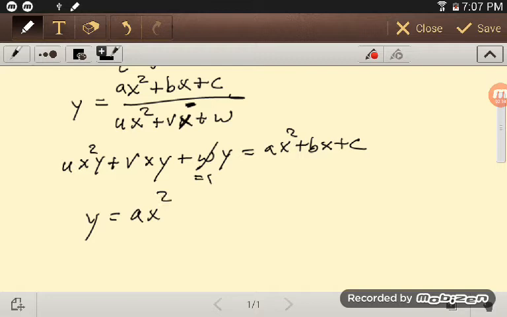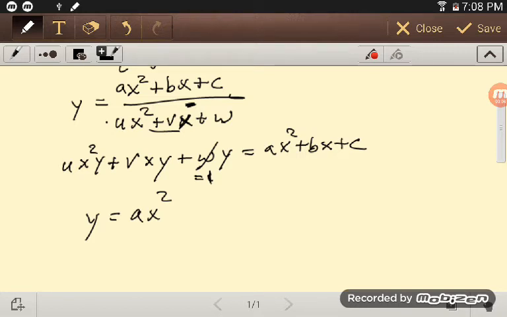ax squared, because see, I could have a over w, right? But we'd have to rename that. So we're really just assuming for the moment w is 1, but that's not a big deal because we could factor things out. Whatever w is, I could factor it out of the bottom here, and I could put it into a, b, and c. So not a big deal.